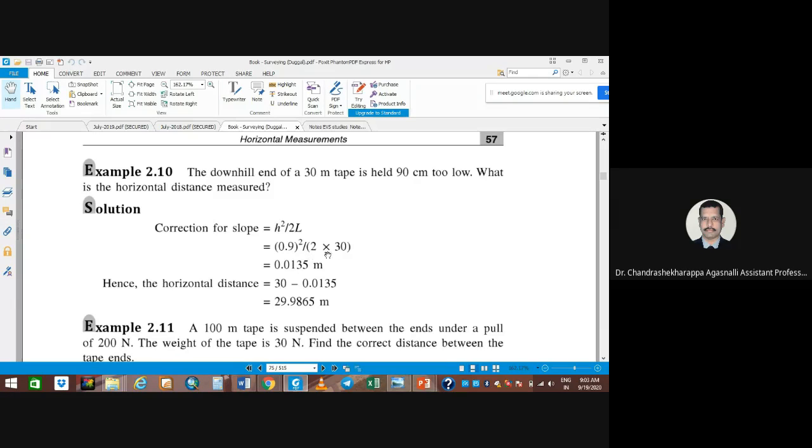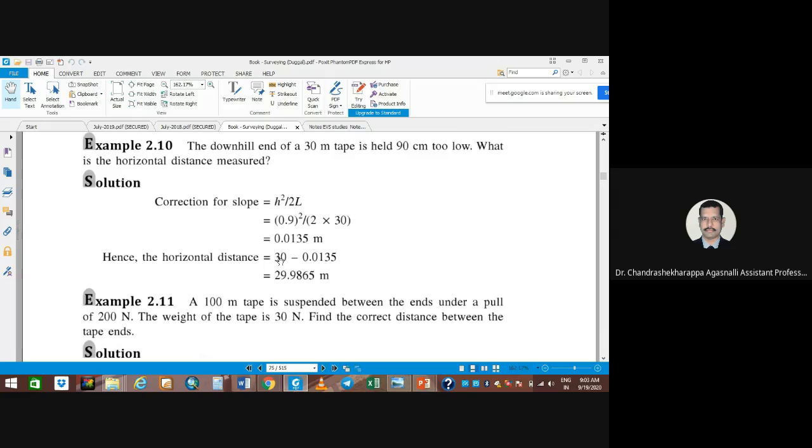By 2 by 30. Here 2L is 2 times 30. That's all. Just put the values in the slope correction formula and you can calculate the horizontal distance. So the slope distance is 30 meters, and the horizontal distance is 30 minus 0.0135. You will get the horizontal distance. This is how the correction needs to be made.